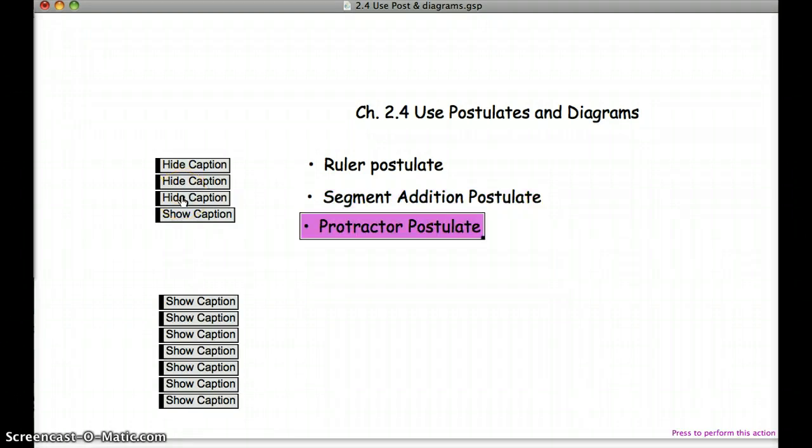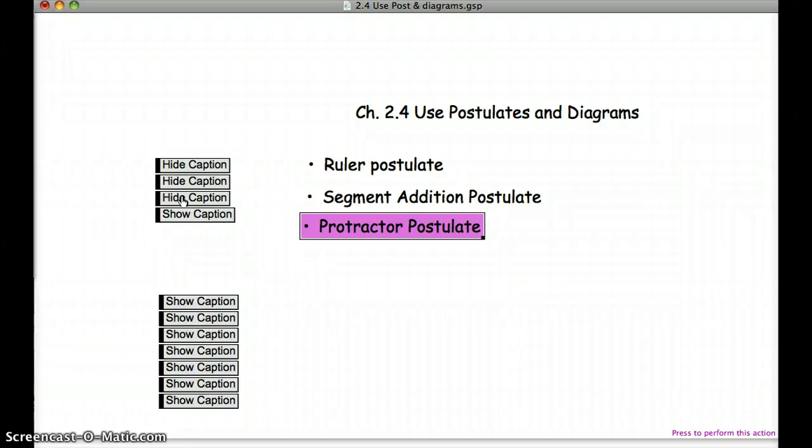Okay, our next postulate that we already know from our earlier chapter is the protractor postulate, which is basically just like the ruler postulate, except that we're dealing with angles now. So we take an angle and we say the absolute value of the difference of 2 rays in an angle is your protractor postulate. Again, that's using your protractor to measure. So where your 2 rays are, the absolute value of the difference between the 2 rays is that measure. Again, that's something that we learned earlier.